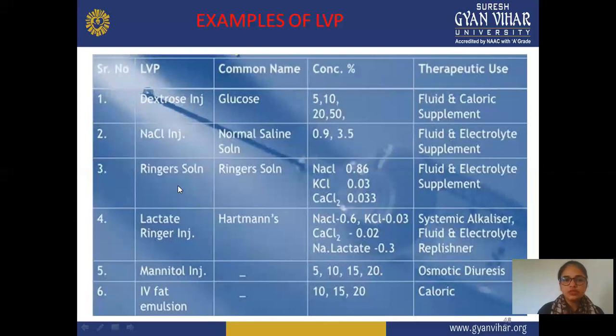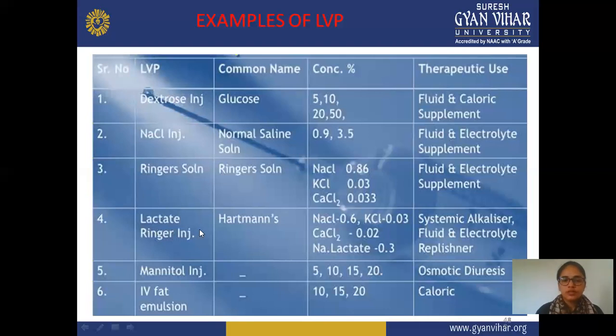And third is Ringer solution. The common name is Ringer solution, and it is available with different nutrients and electrolytes. In this, the NaCl concentration is 0.86%, the KCl concentration is 0.03%, and the calcium chloride is 0.033%. So these are the concentrations of sodium chloride, potassium chloride, and calcium chloride in the solution. And it has the same therapeutic use, fluid and electrolyte supplement.